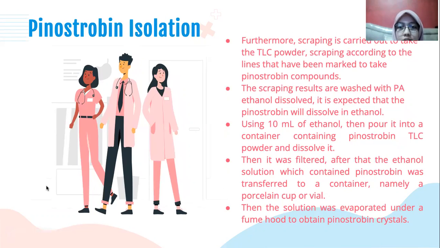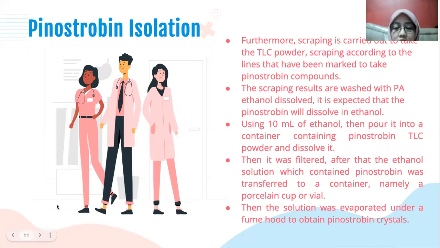Furthermore, scraping is carried out to take the TLC powder, scraping according to the lines that have been marked to take the Pinostrobin compounds. The scraped results are washed with PA ethanol. It is expected that the Pinostrobin will dissolve in ethanol. Using 10 milliliters of ethanol, pour it into a container containing the Pinostrobin TLC powder and dissolve it.